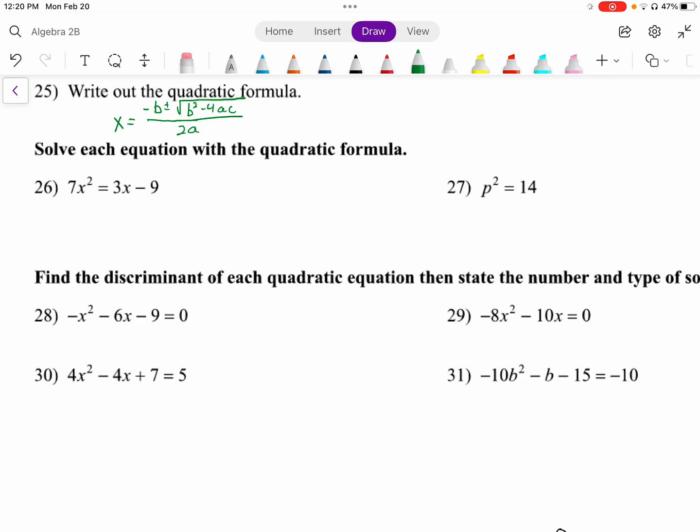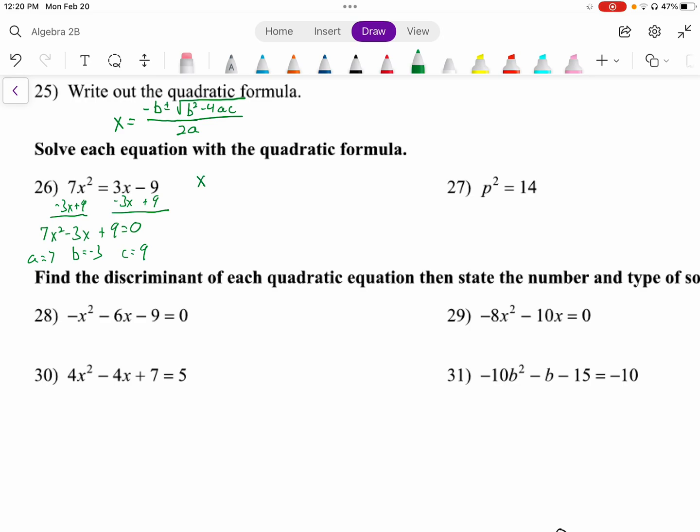Well, for 26 and 27, to use the quadratic formula, you want all terms on one side. So for 26, we would subtract 3x and add 9 to both sides. So that gives us 7x squared minus 3x plus 9 equals 0. A is 7, B is negative 3, and C equals 9. Notice we do not put the variables in there. We don't put an x in there.